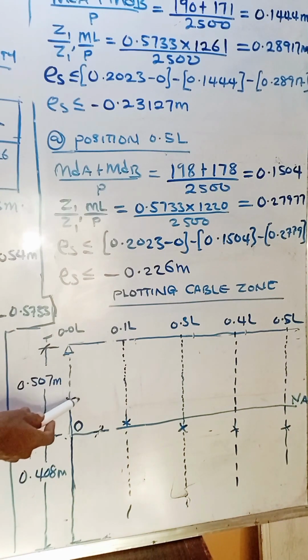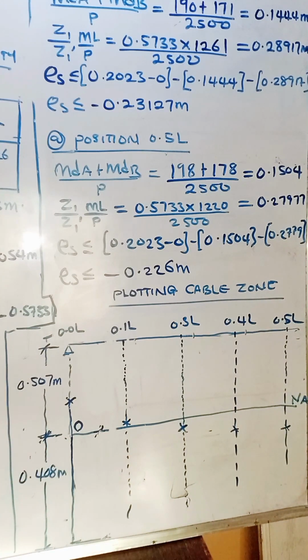You can see the asterisks. All right. So that value we have it to be 0.2023, though it's not on that table, but we've gotten it before. So you plot it here at the end of the beam.